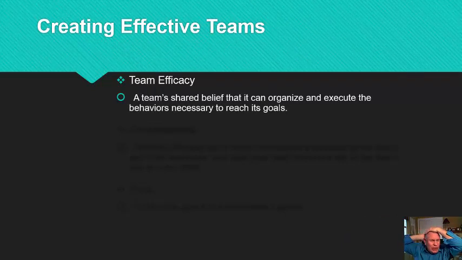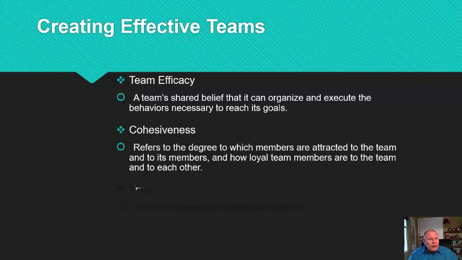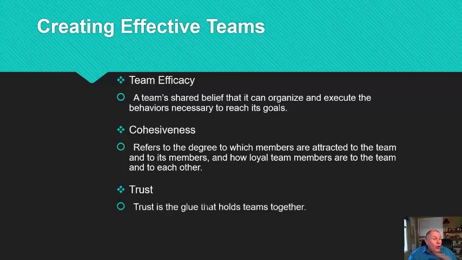And that's a team's shared belief that it can organize and execute the behaviors necessary. This is the belief that the team can do something, that it can organize. Cohesiveness sometimes is a broad use, but it refers to the degree to which members are attracted to the team and its members, and how loyal they are to the team and each other. Trust. That's the glue that holds teams together. You have to trust people. There has to be cohesiveness. And this again comes into play when we look at outcomes.